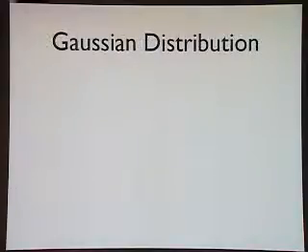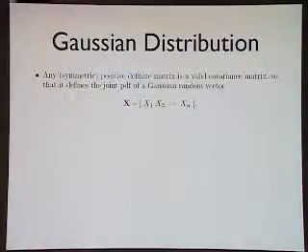Now I'm going to discuss a particular distribution, namely the Gaussian distribution. Any symmetric positive definite matrix is a valid covariance matrix, so that it defines the joint PDF of a Gaussian random vector, X1, X2 up to Xn.